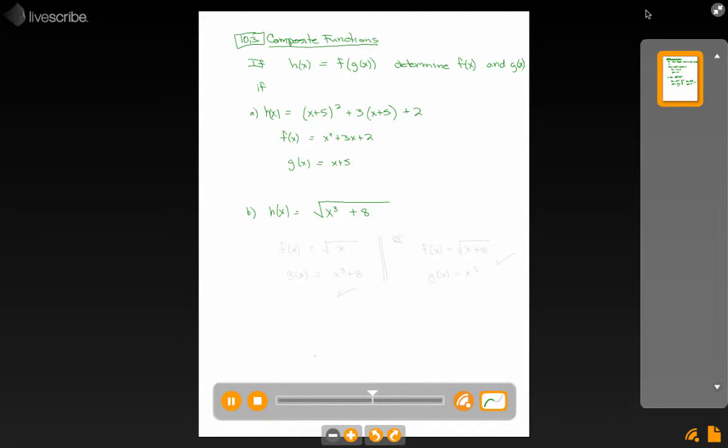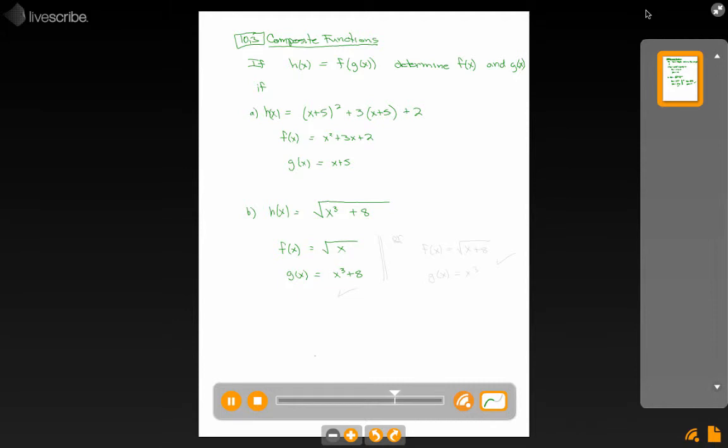The second question has a couple of pretty good answers to it. We could say that f of x is just to take the square root of something, and g of x is that something, x cubed plus 8, and that would work perfectly well to give us that f of g of x is what we're given there.